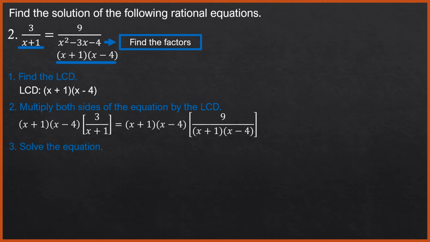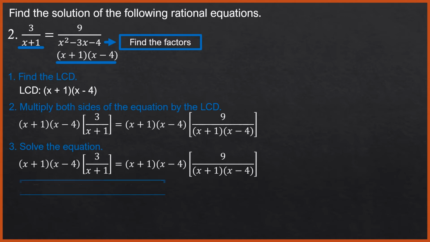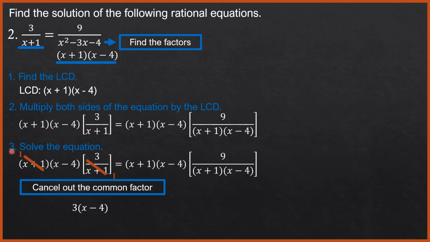Third step, let us solve the equation. And to solve the equation, we cancel out the common factor. For our first term, our common factor here is x plus 1. And if we are going to cancel out x plus 1, our answer will be 3 times the quantity of x minus 4. For our second term, our common factors are x plus 1 and x minus 4. And if we are going to cancel it out, our answer will be 9.